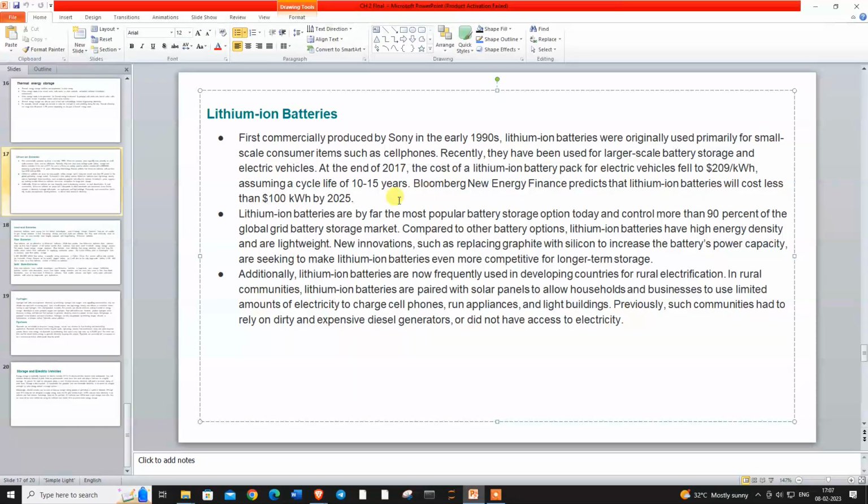It will also decrease in the upcoming years to $100 per kilowatt hour, with a life cycle of 10 to 15 years. So if you purchase a lithium ion battery, it will last up to 10 to 15 years for this cost. It is a very popular battery storage option right now, because it has very high efficiency and a very high discharge time compared to other batteries.